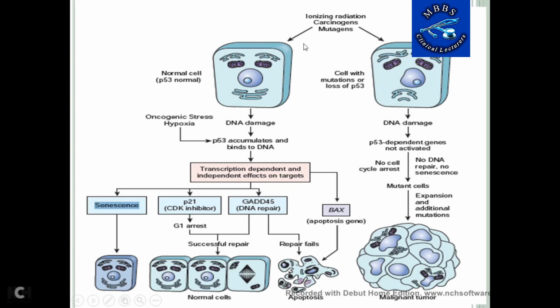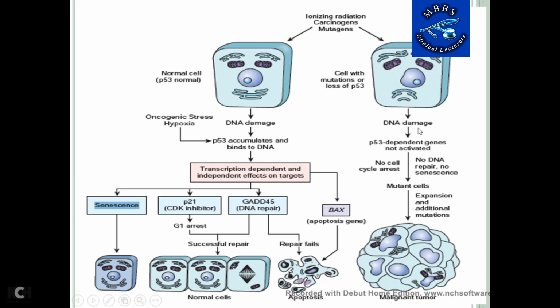I just explained the function of the P53 gene, but let us revise again. This is the normal cell in which P53 is normal. It detects the DNA damage. It causes repair of the DNA, and then it either causes the cell cycle to stop, or arrests the G1 phase and causes successful repair, or if repair fails, it causes apoptosis through the Bax gene.